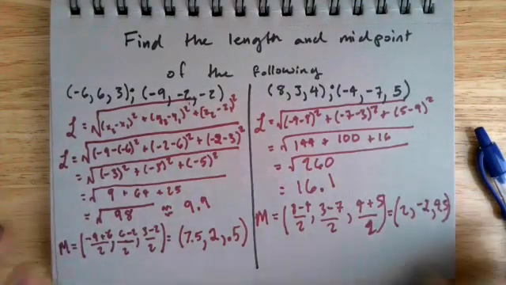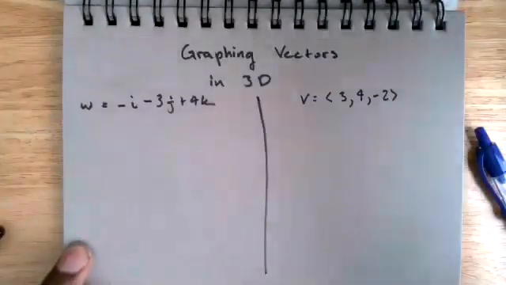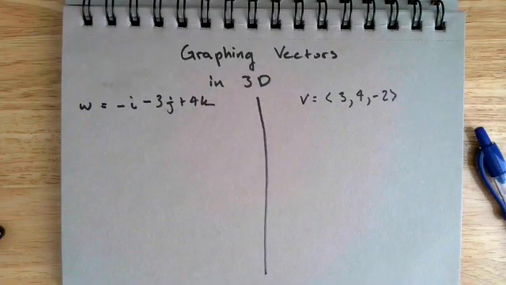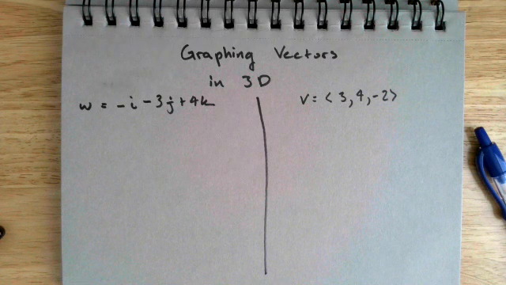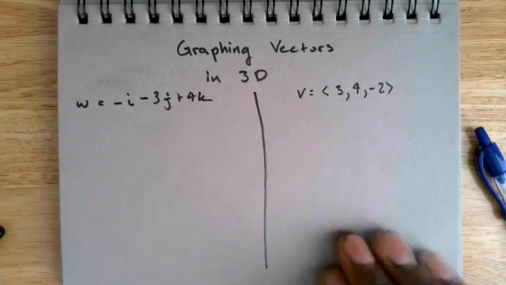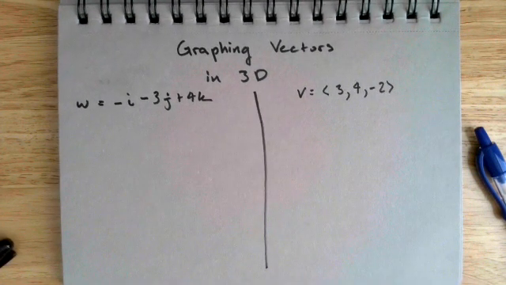Okay, last but not least, let's look at vectors. Basically, graphing unit vectors in 3D is not really all that hard, because you're just going to take your components, plot the point, and then draw a vector coming from the origin. All right, what in the world did I just say?